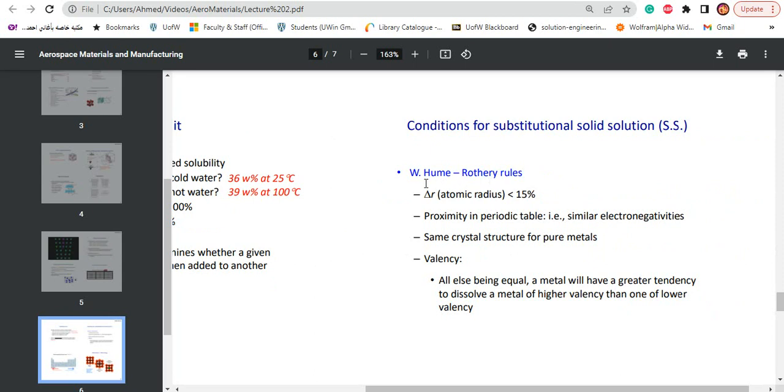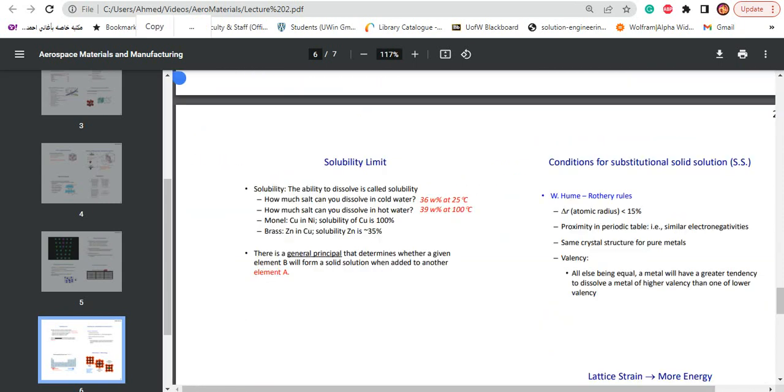Conditions for substitutional solid solution, the Hume-Rothery rules. Delta R, the atomic radius difference, has to be less than 15%. Proximity in periodic table: it has to be close, with similar electronegativities. With the same crystal structure for pure metals. Valency: all else being equal, a metal will have a greater tendency to dissolve a metal of higher valency than one of lower valency.